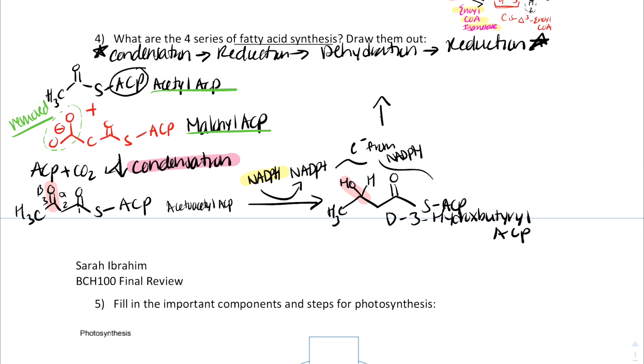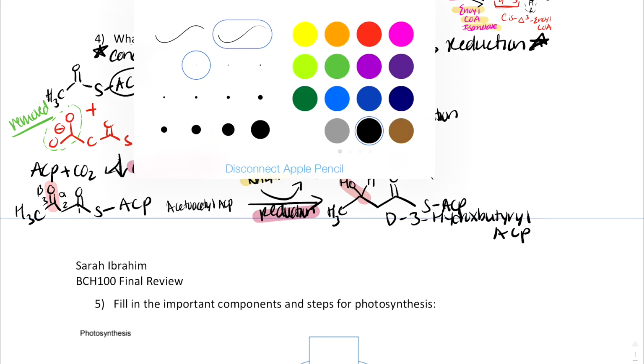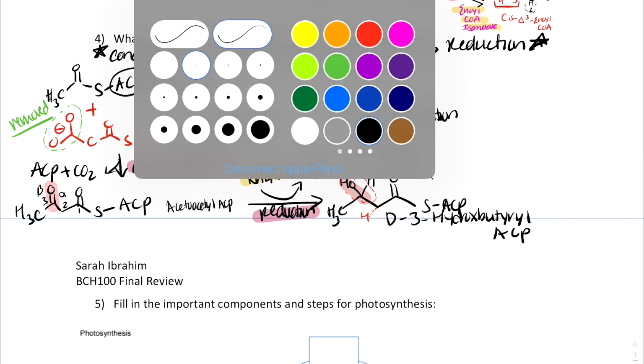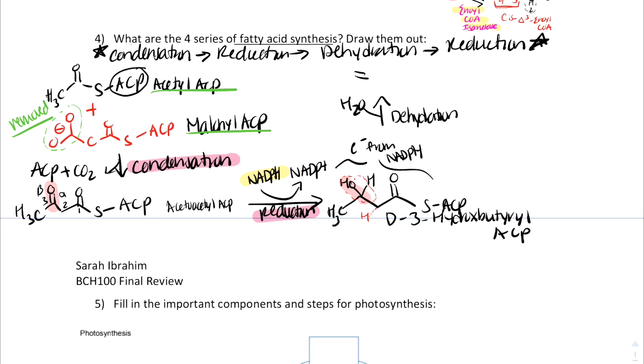So that step actually was reduction. And this next step is the dehydration step. So we're removing water. And the water is actually removed from the OH that's here, as well as one of the hydrogens that are here as well. And you get this group here. So now you have a double bond. This double bond is between the alpha and beta position and is called crotonyl ACP.